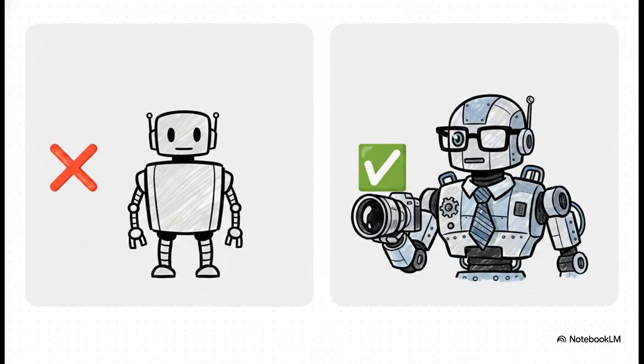First up, identity. Just look at the difference here. Giving a weak identity, like saying, "You are a helpful assistant." Honestly, it's practically useless. It doesn't shape the AI's behavior at all.